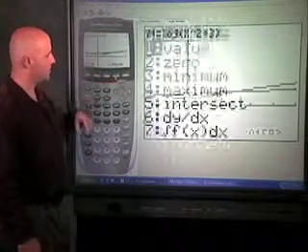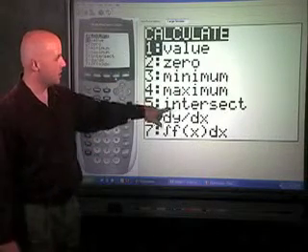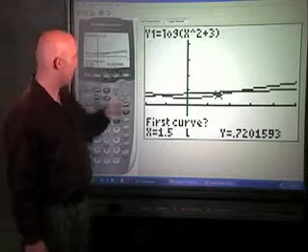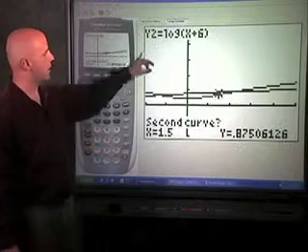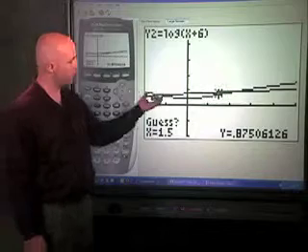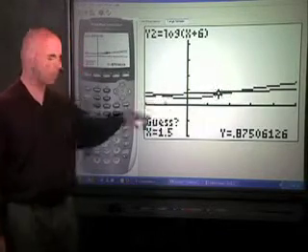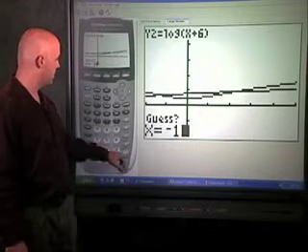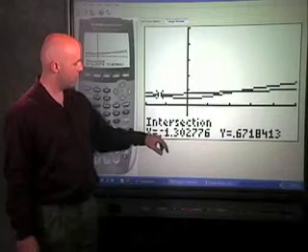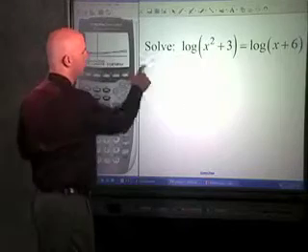We go to our calc menu. We're going to pick option number 5 for intersect. First curve, we're on y1, so we'll just hit enter. Second curve, we're on y2, we'll hit enter. And now we need a guess. We're going to find this first intersection point over here on the left, and it looks to be somewhere near -1. So we're going to use -1 as our guess. Hit enter. And so we get an intersection point at roughly -1.30. I'm going to go ahead and drag that over.